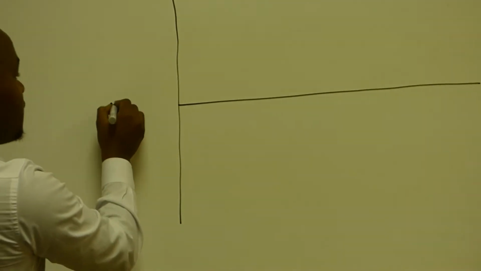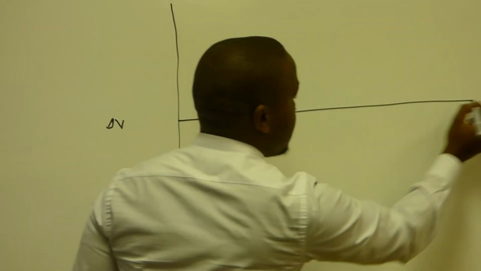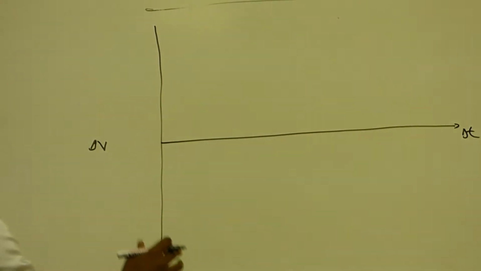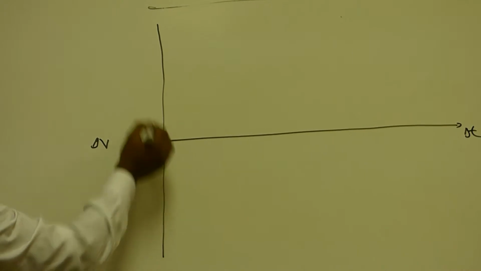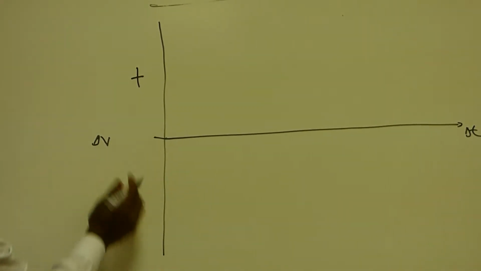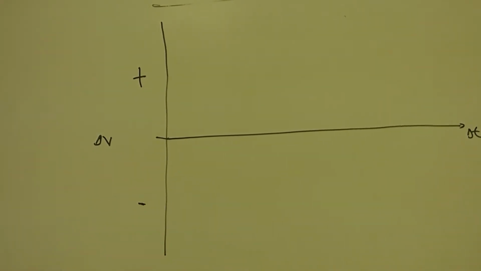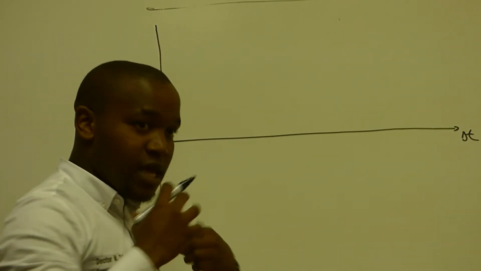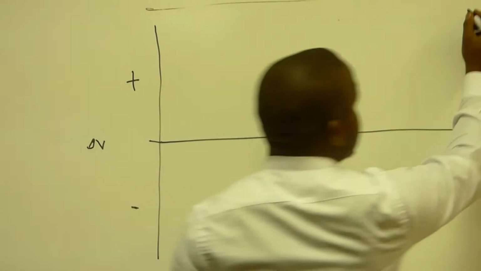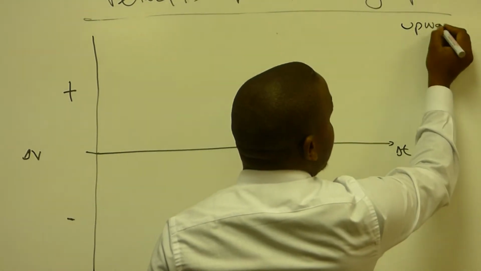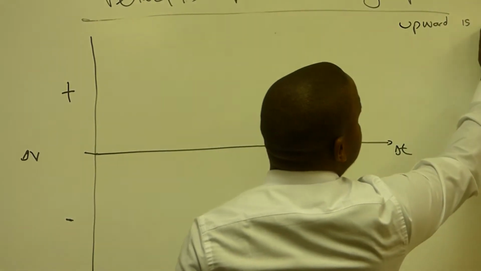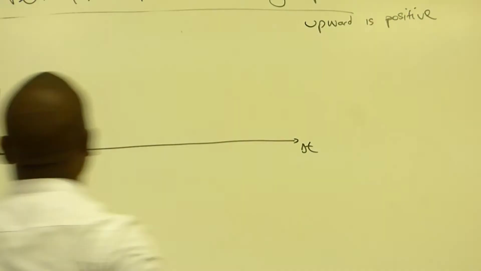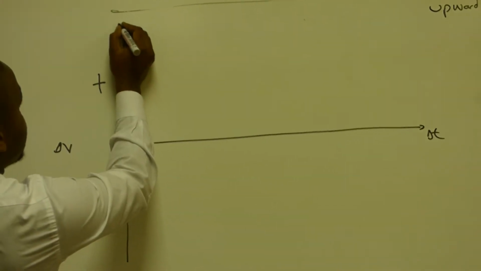Here I'll have delta V. Here I'll have delta T. Good. Now I'm going to have positive velocity, negative velocity. It makes sense. Positive velocity, negative velocity. Now here I'm saying upward is positive. So you state here, upward is positive. Good.